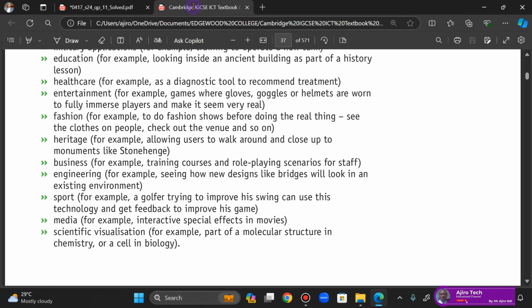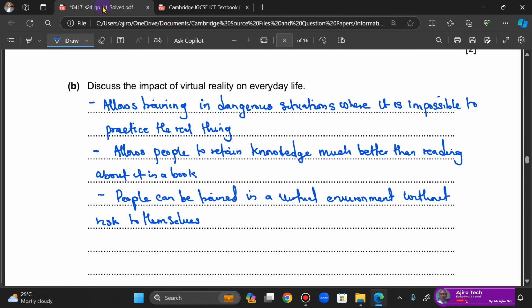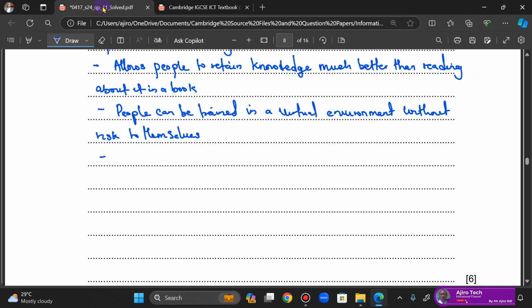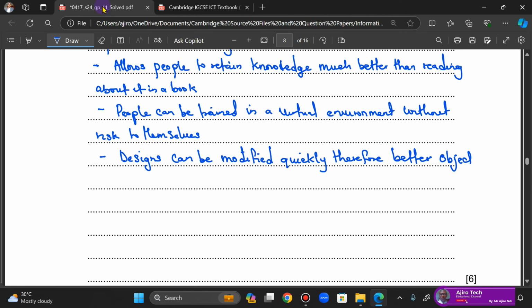What else can I add here? Now another thing about virtual reality is the fact that designs can be modified quickly, therefore better objects can be made.